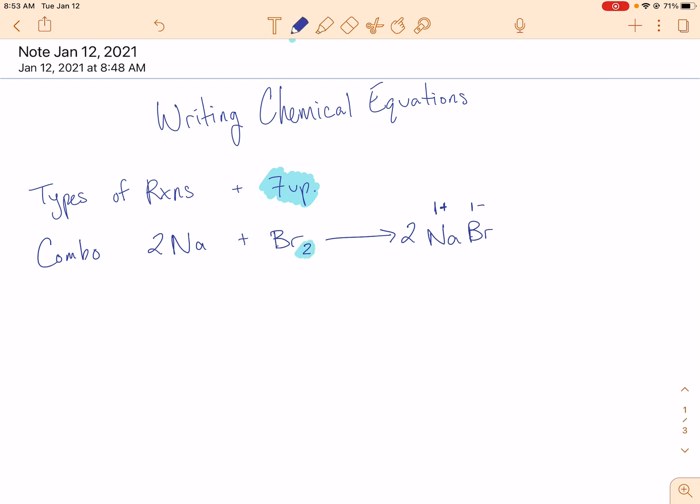So when the following elements are by themselves, they will get a 2. That would be hydrogen, that's our up. Then we got nitrogen, oxygen, fluorine, chlorine, bromine, and iodine, right? 7-up. So when any of those things are by themselves, they will get a 2.